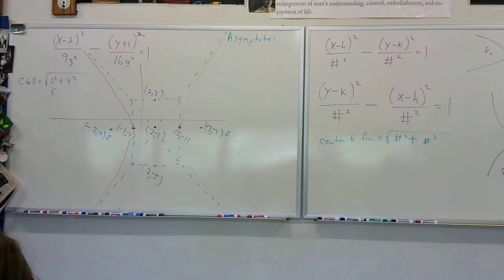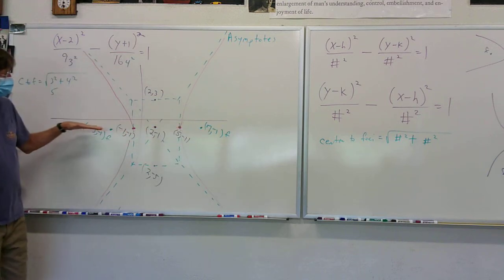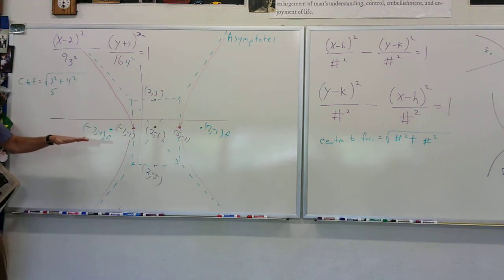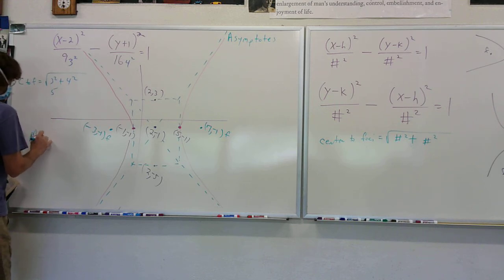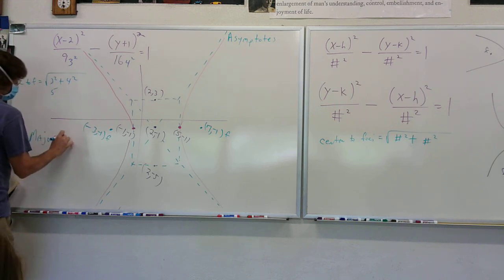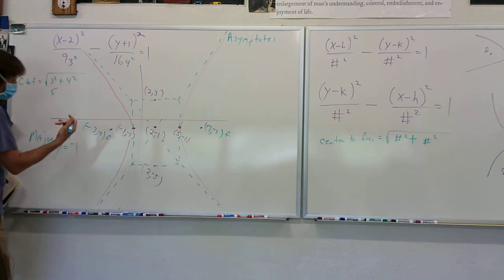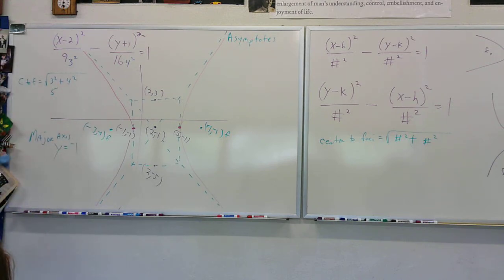I didn't even mention this in first hour today, but the major axis, and we're not going to talk about major and minor axis in this case too much, but the major axis is the one that goes through the vertices and the foci. That's the major axis. On the ellipses, it was which one was longer. Not here. The major axis here is y equals what? Negative 1. Major axis is y equals negative 1. I'm going to go ahead and put that. Just a little note. You're going to hear about that. I don't really worry about it. But there it is. And there's your foci.